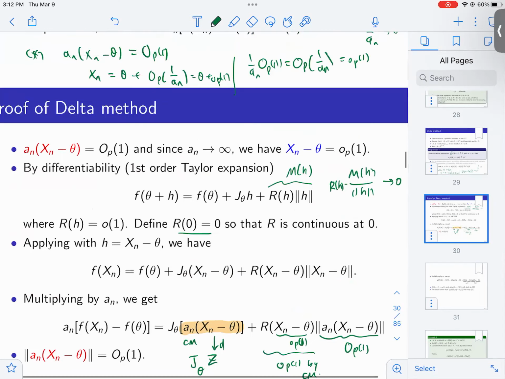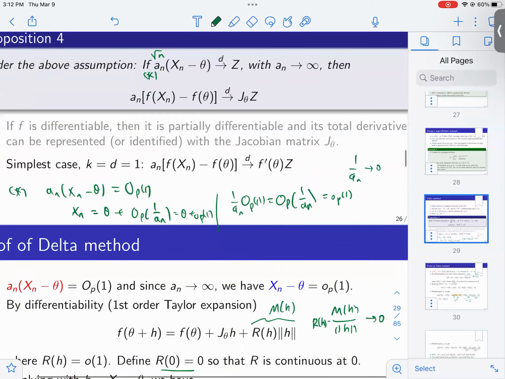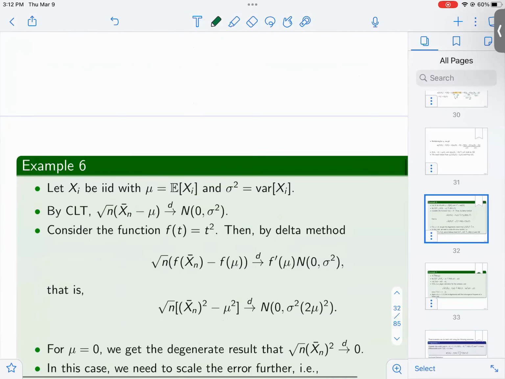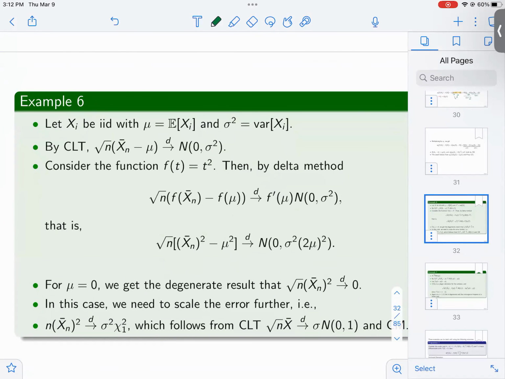Okay, so here's an application. We have X_i's that are IID with mean mu and variance sigma squared. By the CLT, root n (X bar n minus mu) converges to a normal 0, sigma squared. Suppose I'm applying the square map to X bar. By the continuous mapping theorem, X bar n squared converges in probability to mu squared.